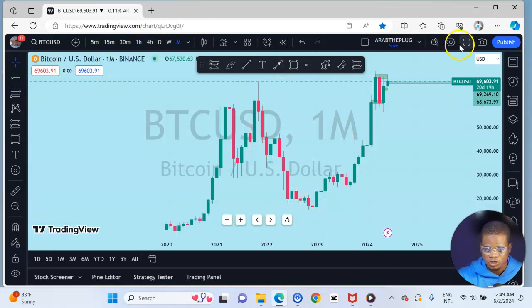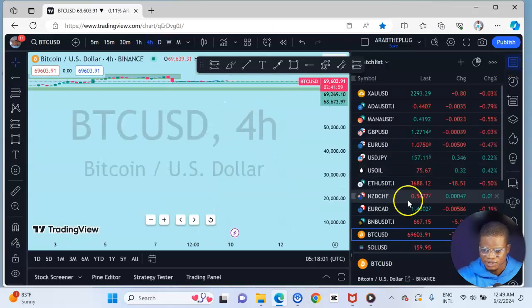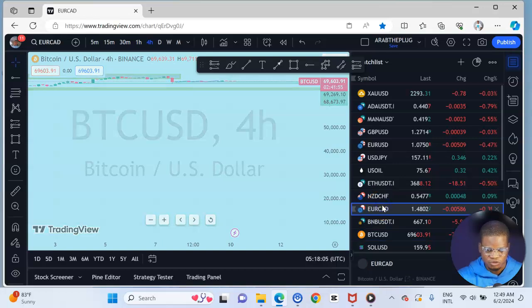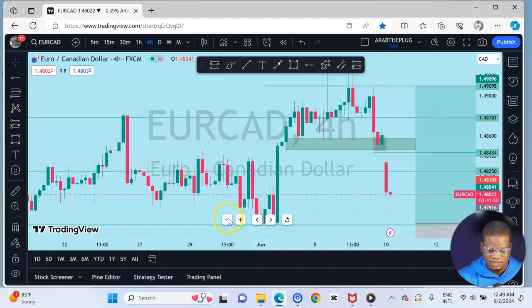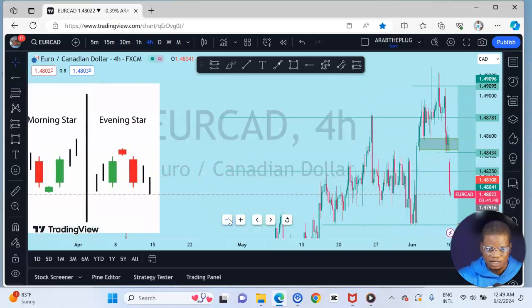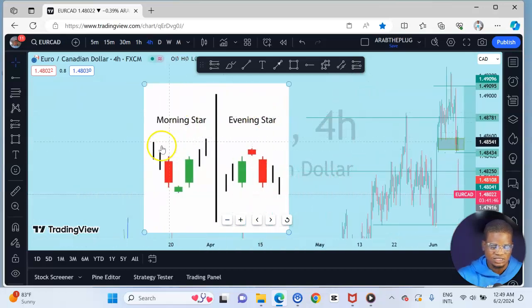And they also work on a lower time frame. They don't only work on a higher time frame, they also work on a lower time frame, and you can pretty much use them on any time frame. So candlestick formations are very strong patterns that help you make decisions in trading. And so that is the morning star for you.